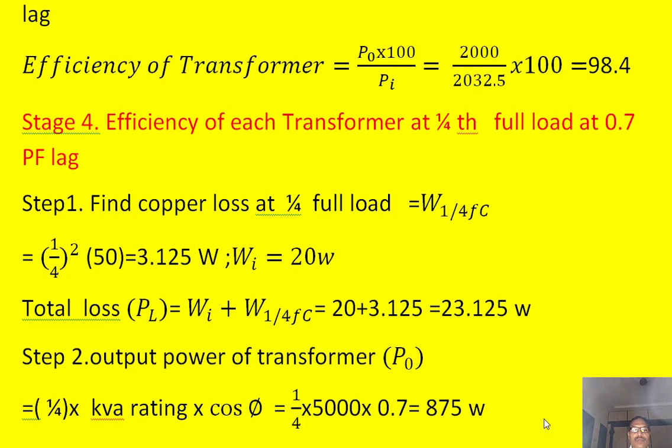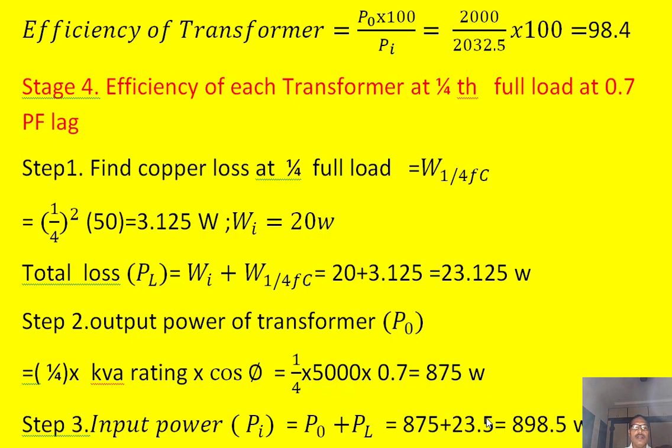Now calculate the output power of the transformer at 1/4 full load and 0.7 power factor. We know that it is VI cos phi. So we write 1/4th into the kVA rating or VA rating of the transformer into cos phi. So 1/4, with 5 kilowatts meaning 5000 watts, into 0.7. We get the output power of the transformer under this condition as 875 watts.